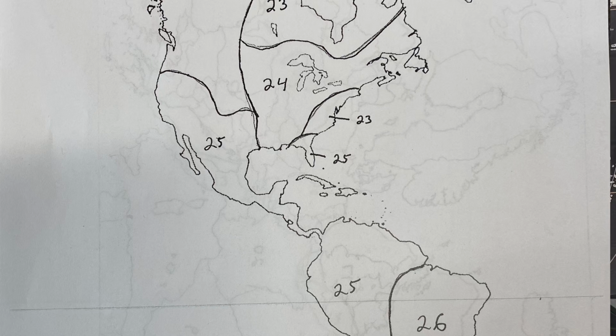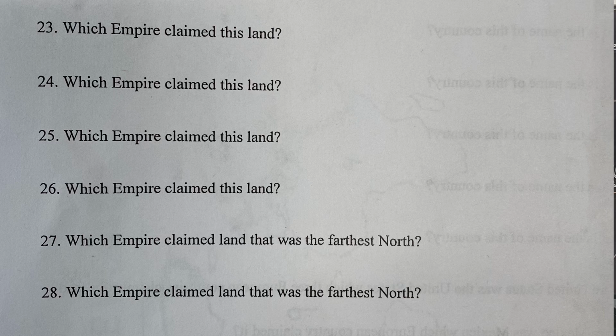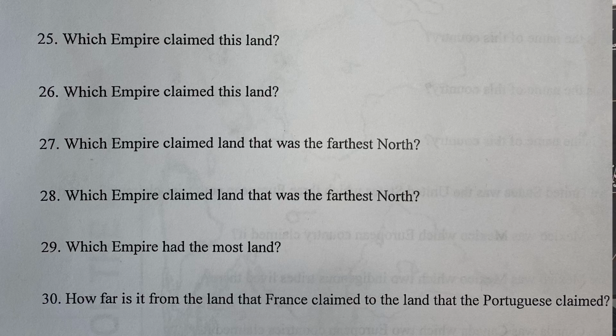So in this map packet, this page right here, what students have to identify is those European claims in the Americas. And along with the map packet, of course, goes the questions. So here are the questions. For 23 through 26, students have to identify those 4 European nations. And questions 27 and 28 are about direction. And then 29 is regarding which country claimed the most land. And for 30, students have to use this scale.